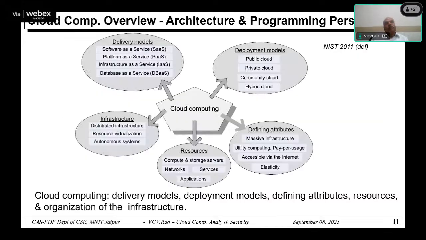Now if you go back 4 to 5 years ago, you have these delivery models, deployment models, defining attributes, and resources and infrastructure. And then how these things have now developed in the present FDP program over the last 4 years, we'll also discuss. And we'll also get some idea about the security aspects.